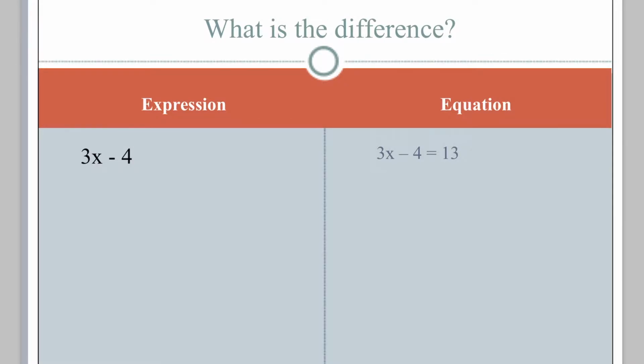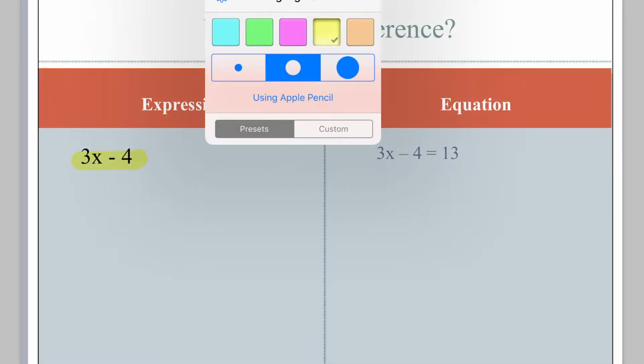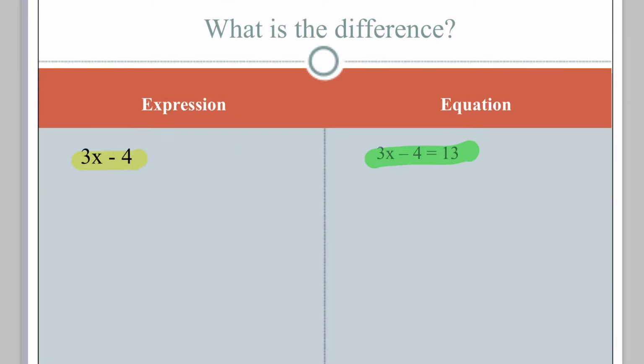What is the difference? Notice on the left we have an expression, and on the right we have an equation. What is the difference between these two? So we have an expression, and we have an equation. What do you notice as being different between the two? And you may realize two things. The first and most important is that you have an equal sign, and that suggests that it's equal to something.